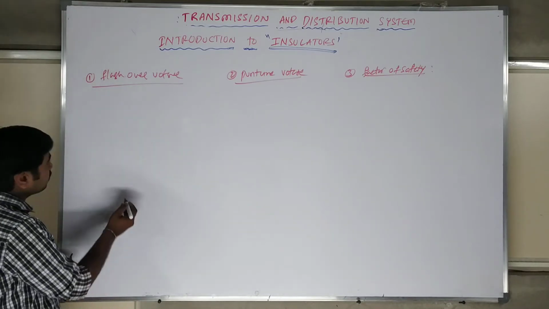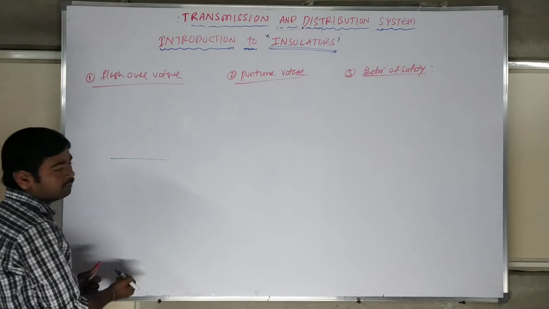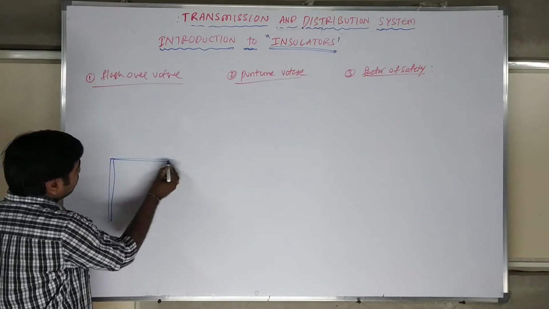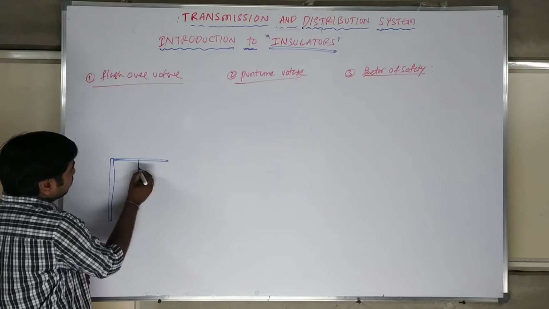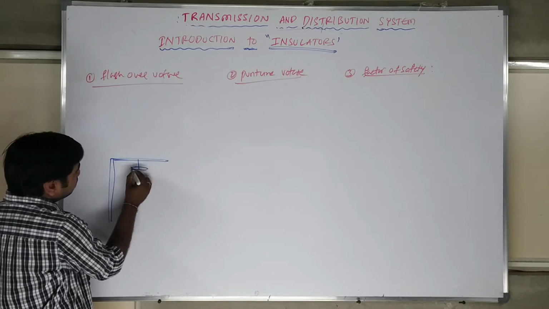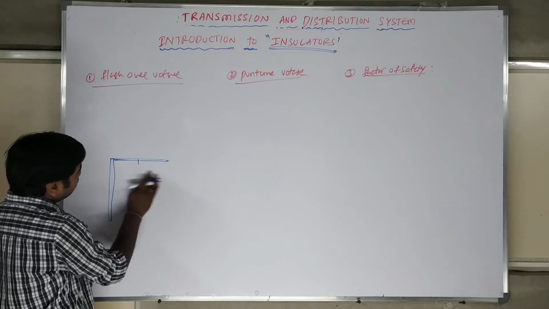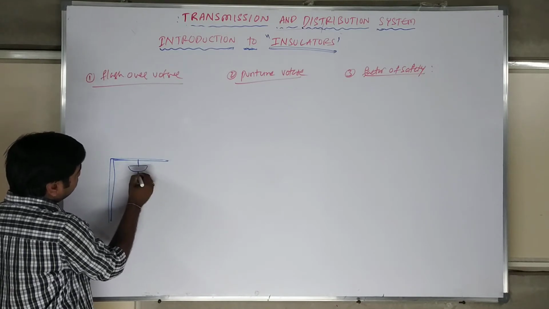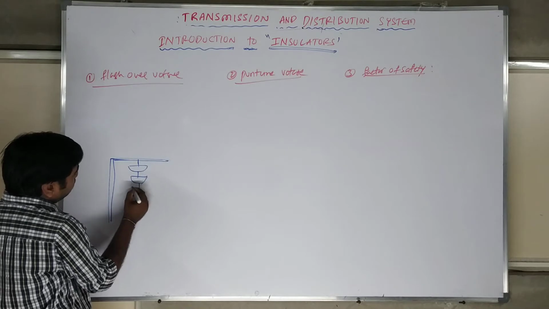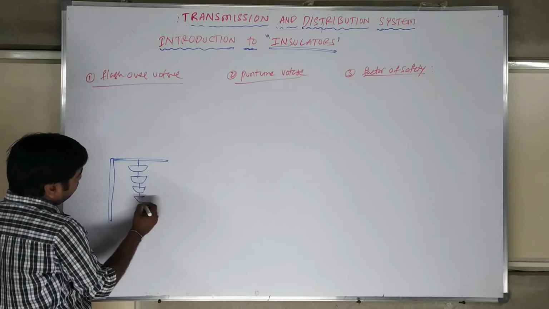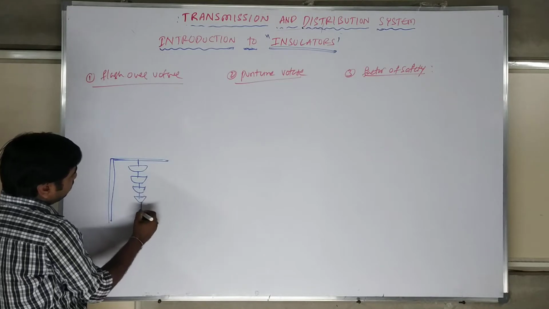What does flashover voltage mean? Let us say we have the line supports, and we have a cross arm. With this, we connect disc type insulators. There are three different types of discs. I will clearly draw the diagram for the sake of your understanding. The disc type insulator we are drawing is a suspension insulator, and we have a conductor.